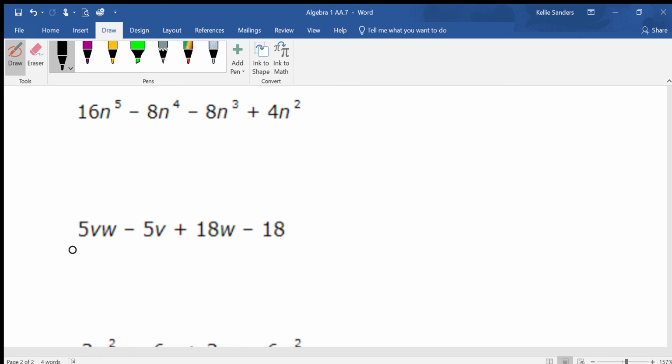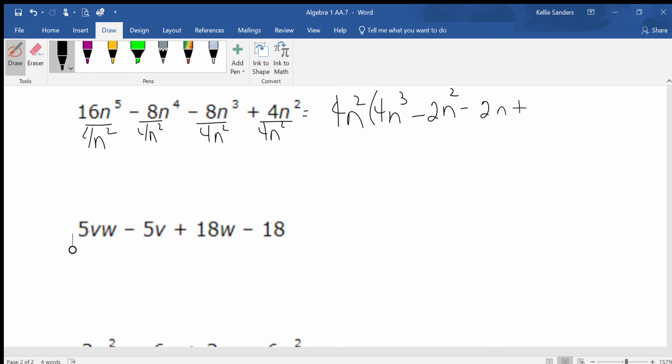Okay. 5, 4, 3, 2. It's in descending order. 16, 8, 8, and 4. 4 can come out, right? And how many n's can come out? That's right, 2. So I am going to divide everything by 4n squared and show that I took out a 4n squared. So 4n to the third, 2n to the second, 2n plus, and even though they cancel out, there's still a 1 there. This is what we're working with.